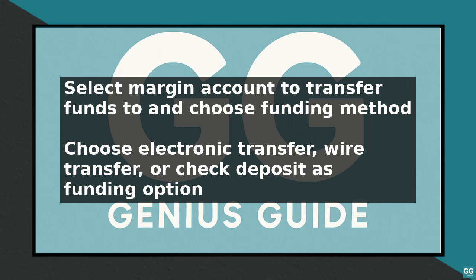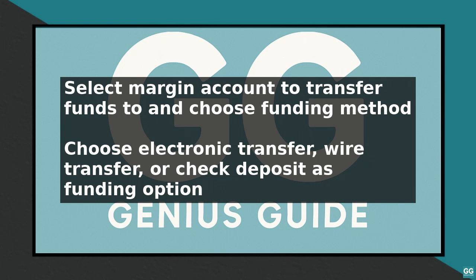check deposit. For electronic transfers, you will need to have your bank account information readily available, including the account number and routing number. If you are using a wire transfer, you will need to provide Morgan Stanley with the wire transfer instructions, which can be found on their website or by contacting their customer service.